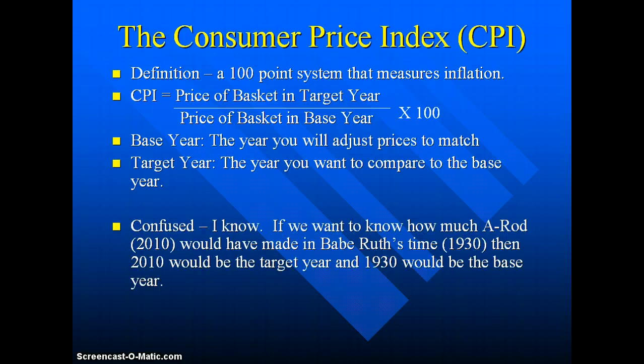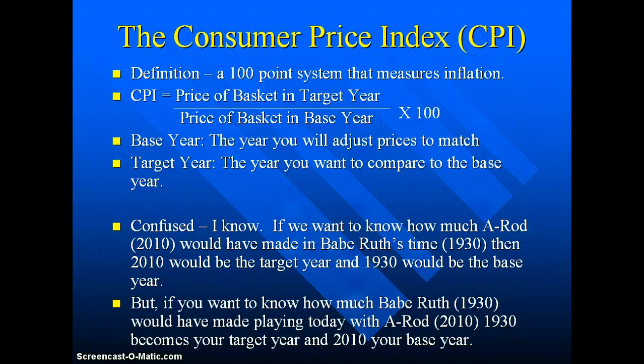And here's a better example, I think. If I want to know how much A-Rod in 2010 would have made in Babe Ruth's time, 1930, then 2010 is the target year, and 1930 is the base year. Okay? But by converse, if I want to know how much Babe Ruth in 1930 would have made playing today in 2010, now 1930 becomes the target year, and 2010 is your base year. So the base year is the year that you're going to convert everything else to kind of match.